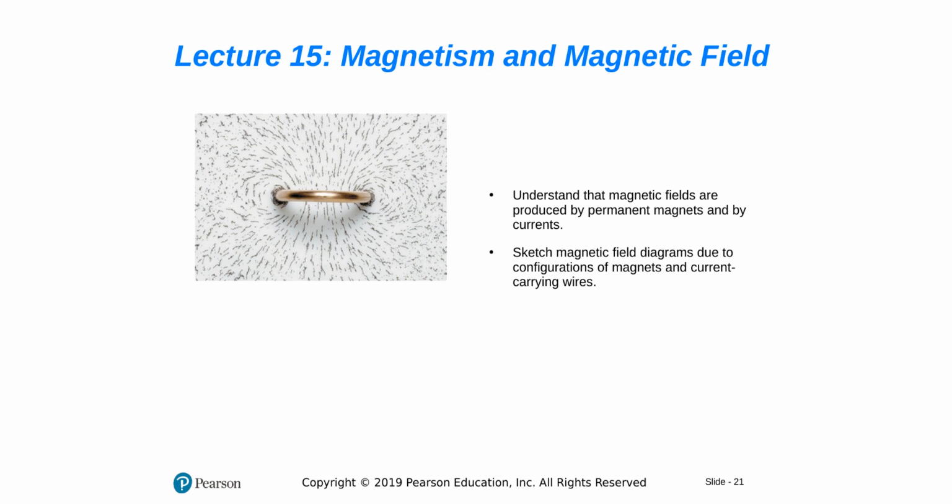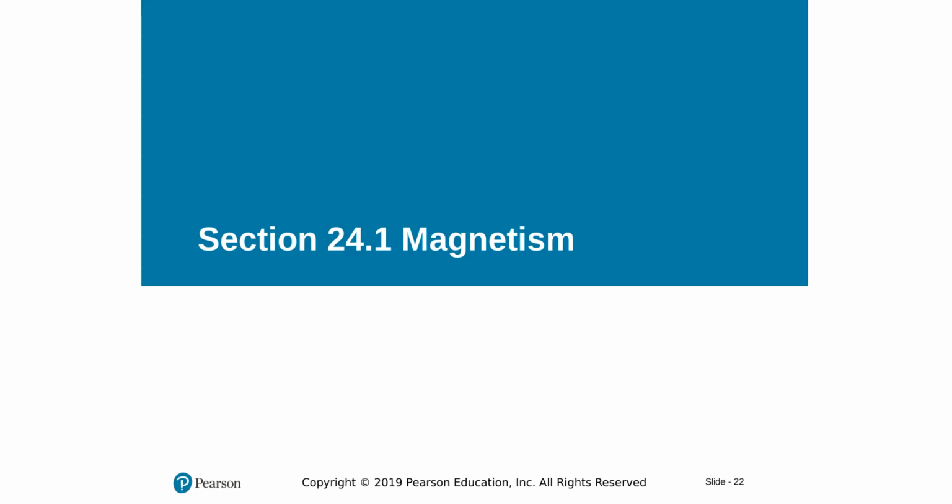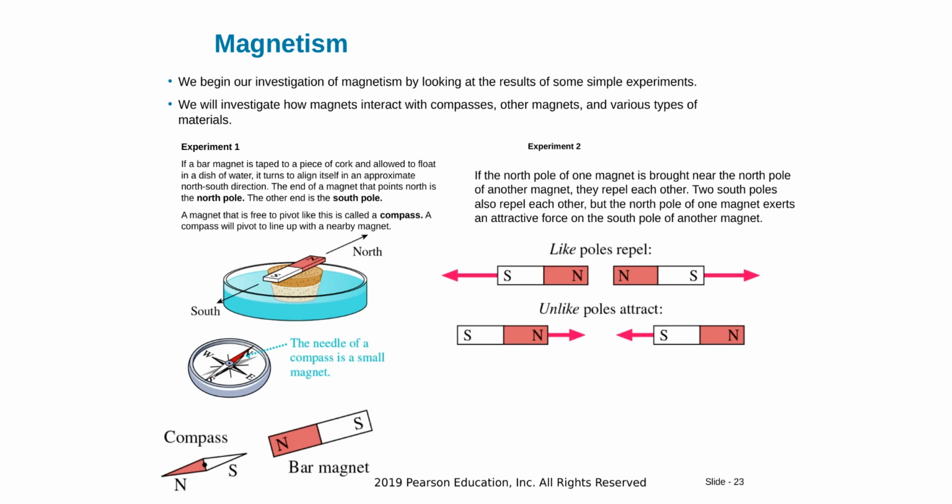Hello my friends, this is lecture 15 on magnetism and magnetic field. In this lecture we will mainly look at the magnetic field as a vector and understand it. Mainly we will focus on permanent magnets. We have small experiments we can easily perform.